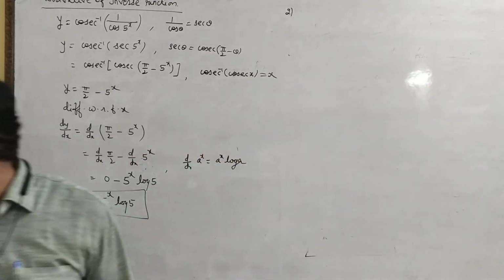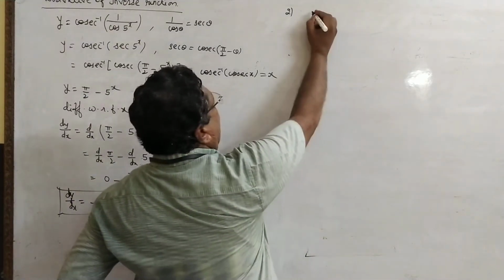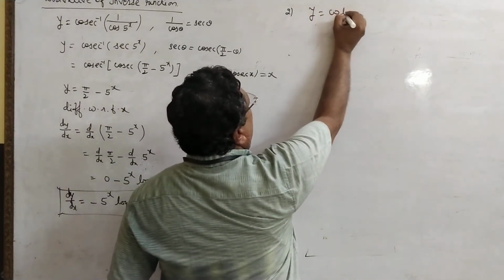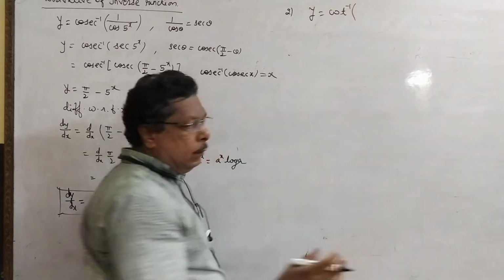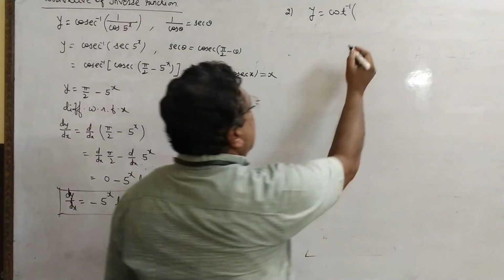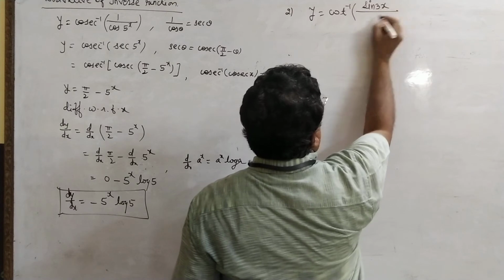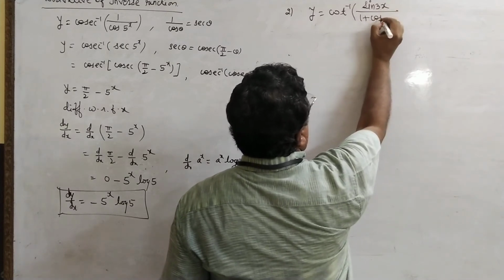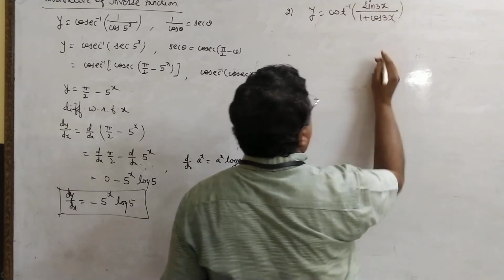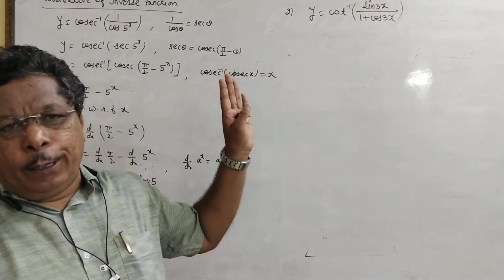Next one is y is equal to cot inverse of sin 3x upon 1 plus cos 3x. The question is to differentiate this function with respect to x.